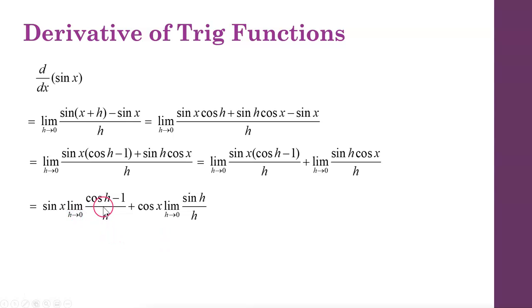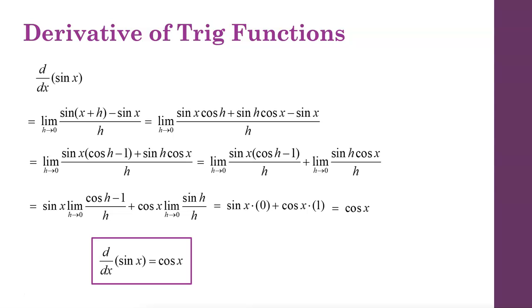Limit as h goes to 0 of cosine of h minus 1 over h we saw is equal to 0, and limit as h goes to 0 of sine of h over h was 1. So we have sine of x times 0 plus cosine of x times 1, which just gives us cosine of x. So the derivative of sine of x can be shown to equal cosine of x. So that's our basic formula for the derivative of sine of x.